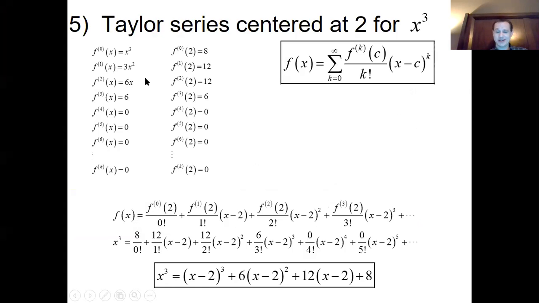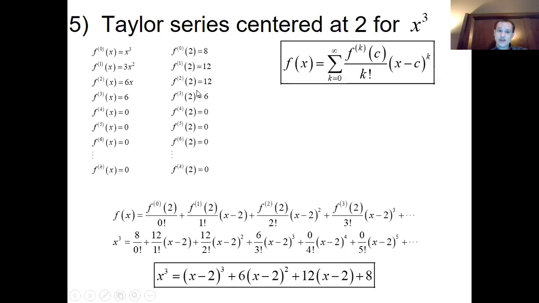In the last 4 examples, we were all centering at 0. But anyway, the zeroth derivative at 2 over 0 factorial plus the first derivative at 2 over 1 factorial times x minus 2 to the first plus the second derivative, etc. Plugging things in, the zeroth derivative at 2, we said was 8, so it starts off with 8 over 0 factorial. The first derivative at 2 was 12, so it's 12 over 1 factorial times x minus 2 to the first, plus the second derivative at 2, which is 12 over 2 factorial times x minus 2 to the second, and then so on and so forth.